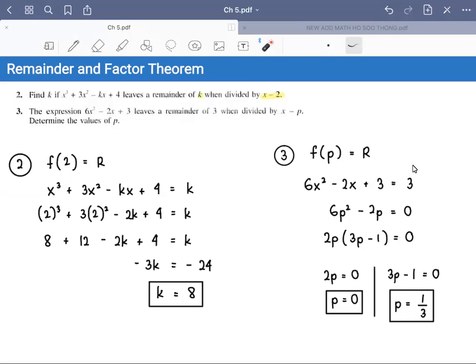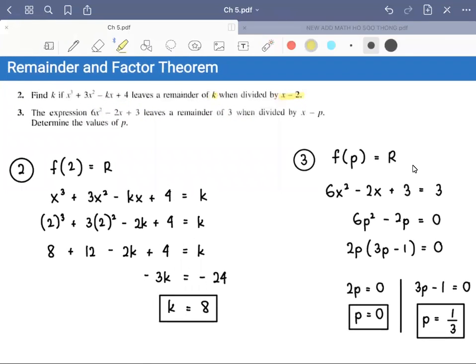Let me give you one more, or maybe two more examples. So let's have number three. Let me read the question. Is the expression 6x squared minus 2x plus 3 leaves a remainder of 3 when divided by x minus p. Determine the values of p. So let's figure out what to do here on number 3. First, the remainder is 3, right?